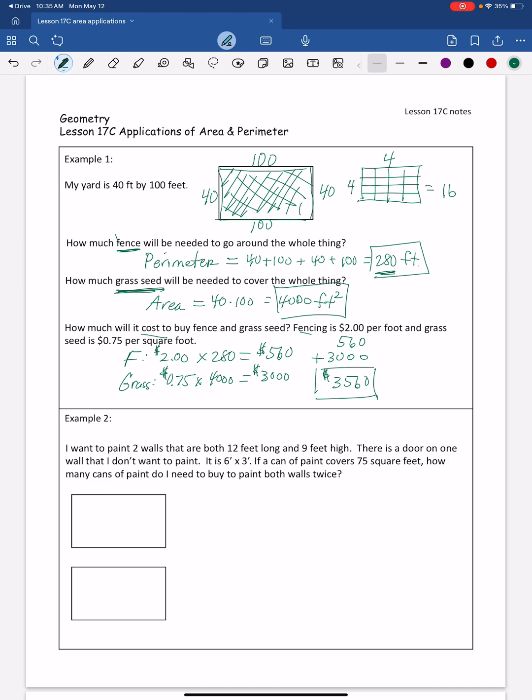So you can see the math is not going to be difficult. It's usually just multiplying or adding, sometimes subtracting. But you just have to keep track of what you're calculating when you put it in the calculator. Let me show you another example.